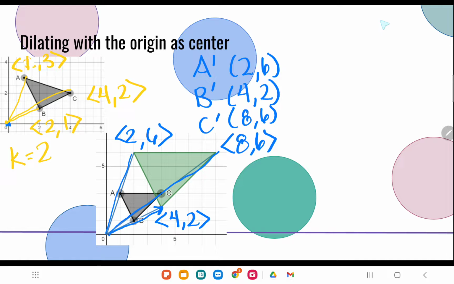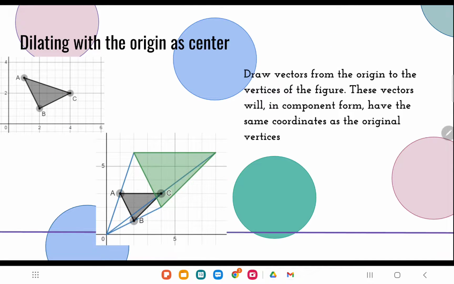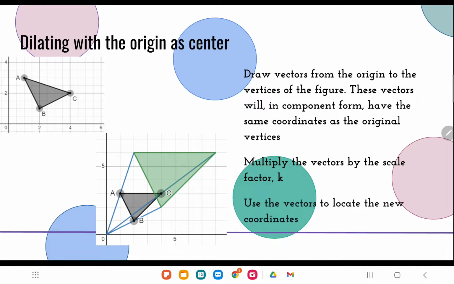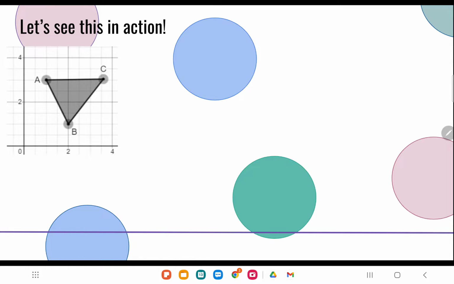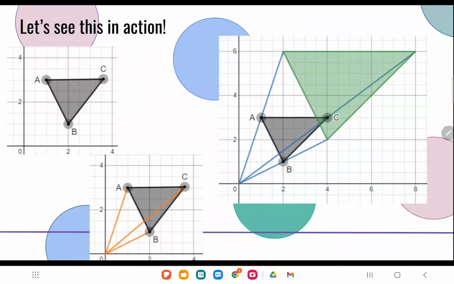So, a quick summary of this. We're going to draw vectors from the origin to the vertices of the figure, and because we're going from the origin, the vectors will, in component form, have the same coordinates as the original vertices. Multiply each of these vectors by the scale factor, K, and use the vectors to locate the new coordinates of the image. So we see this in action. Here's ABC, original vectors, and then our new vectors.